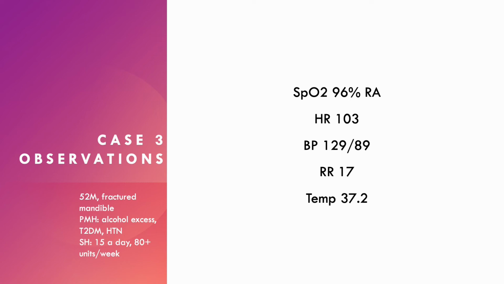As always, we get some observations for the patient. The oxygen saturations are 96% on room air, which is fine. The patient's heart rate is 103, thus slightly tachycardic. The patient's blood pressure is 129/89. The respiratory rate is 17, and the temperature is 37.2. So the heart rate may be pain-induced, but your heart rate also goes up when you drink alcohol. So that could be driven by the alcohol, if the patient has been drinking on that day.